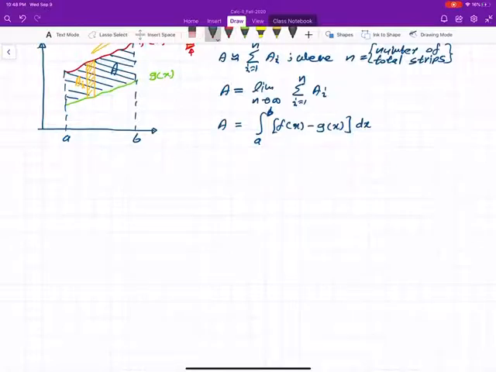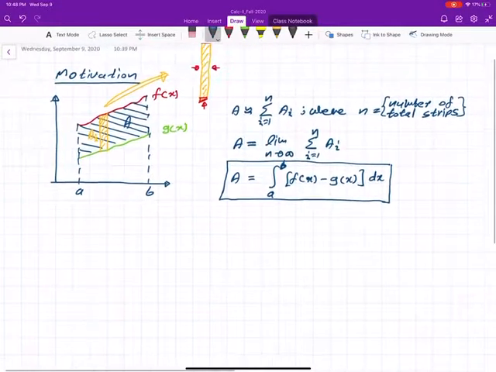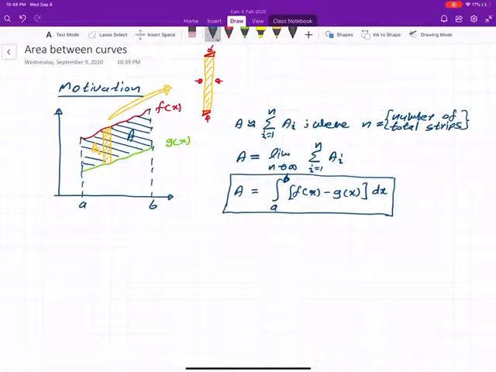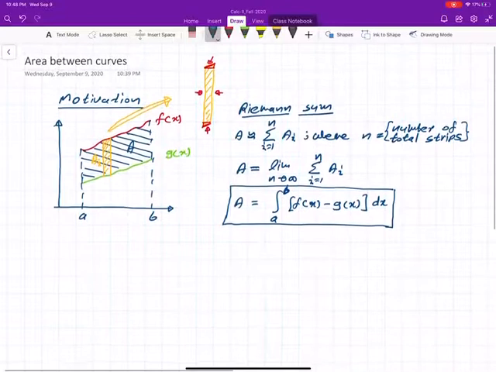So this is the motivation. The good thing here is you are using a known formula which is computed by using a Riemann sum approximation. So this is called Riemann sum. All right, that's the motivation.